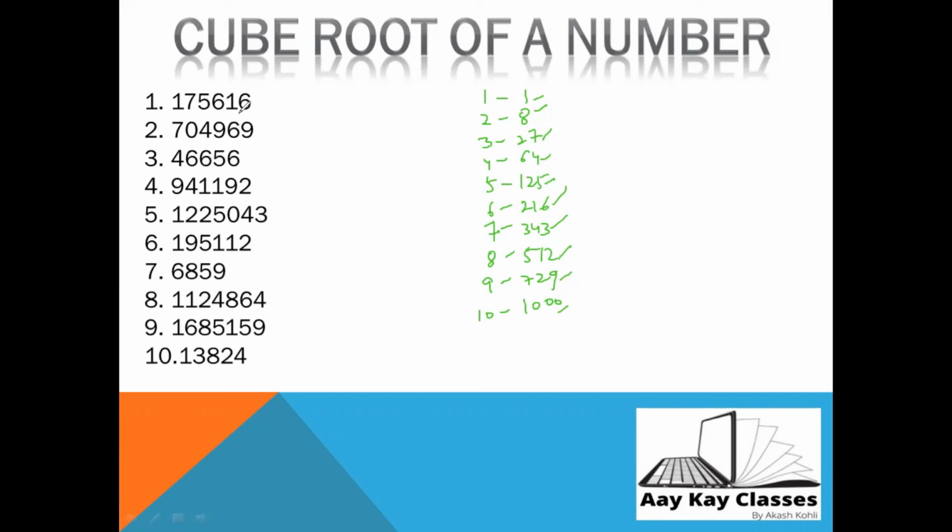So the digit is what? 6. So where is it? 6. So my unit place digit will be 6. Now you have to find the cube root. For that, you need to leave 3 digits from the end. Now this is 175. Again, the same rule. 175 is what? 125 to 216 will be the answer. This is the answer.